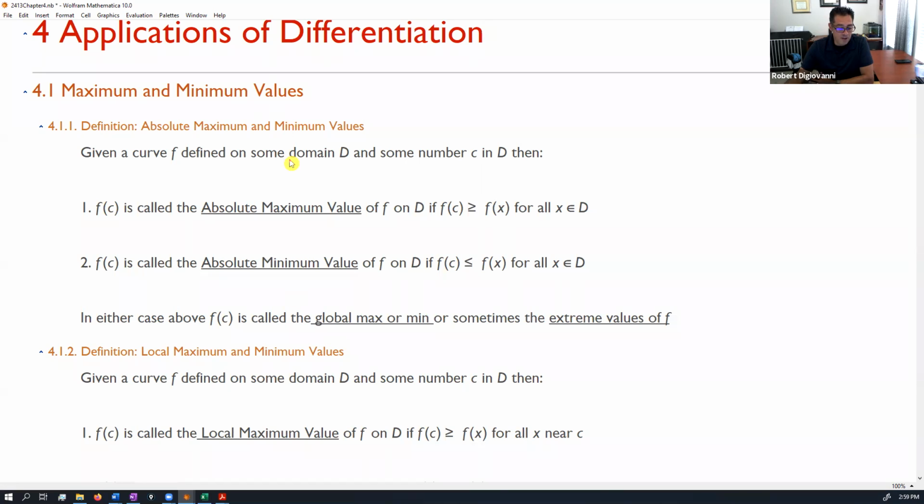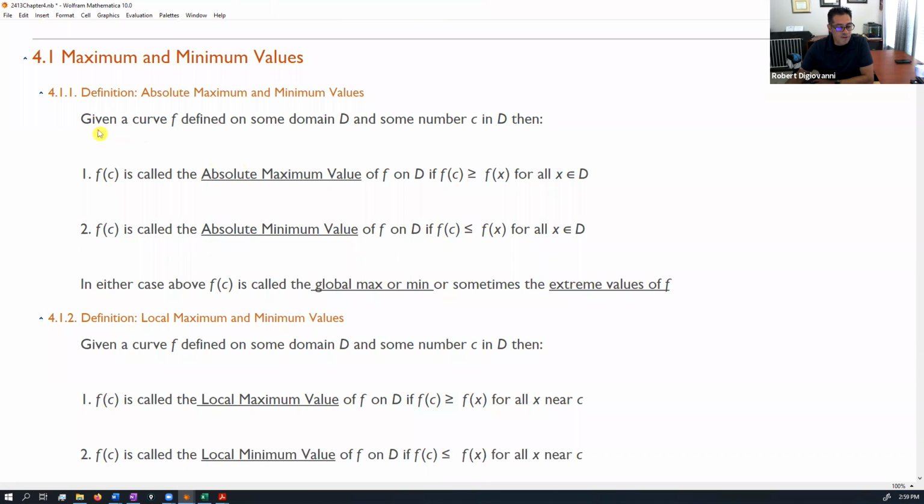First, we have to define some things. So if you're given a curve f defined on some domain D and some number c in that domain, then f of c is called the absolute maximum value of the function on D if f of c is greater than or equal to f of x for all x in D. Okay, what the hell are they talking about?